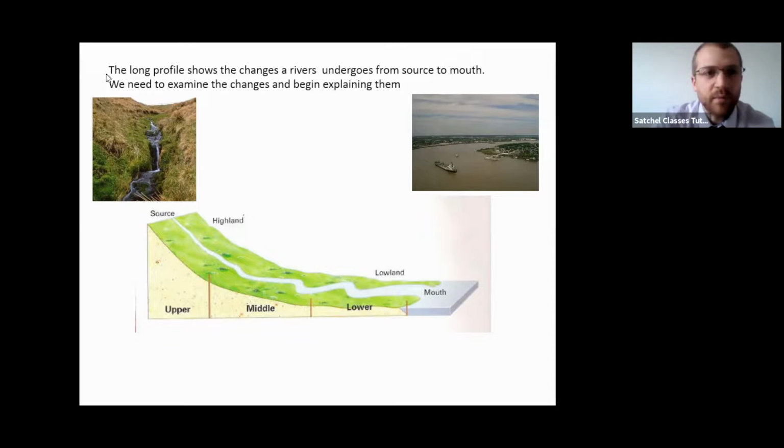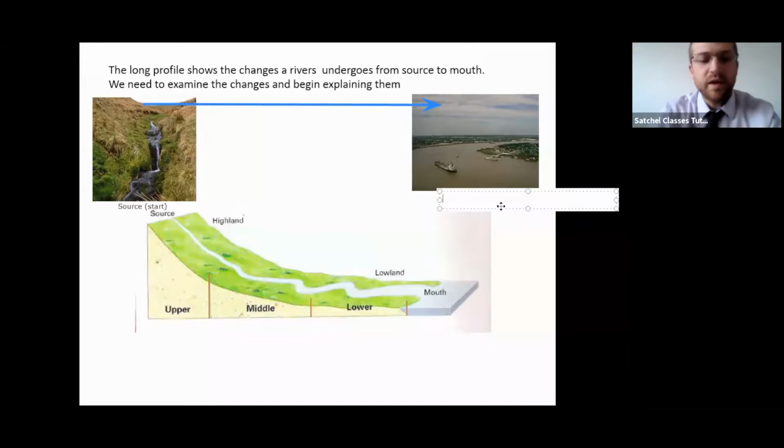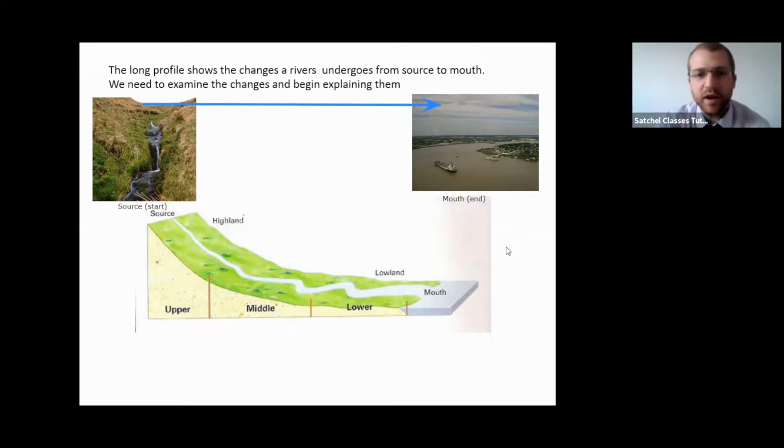Now we have two images from the left and to the right. So the image on the right is our start of the river, or what we call the source. And the image on the left is what we call the mouth of the river, or the end of the river. Now you can take a few moments just to look at the characteristics of these images.